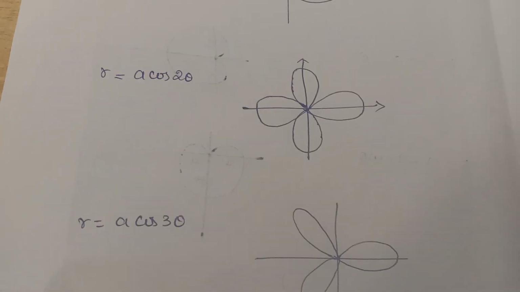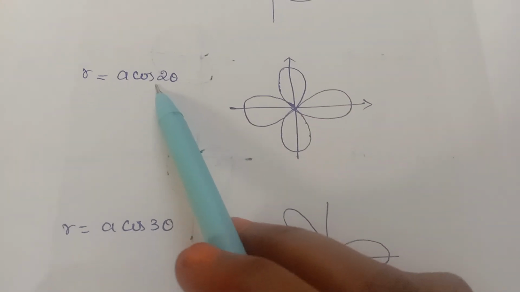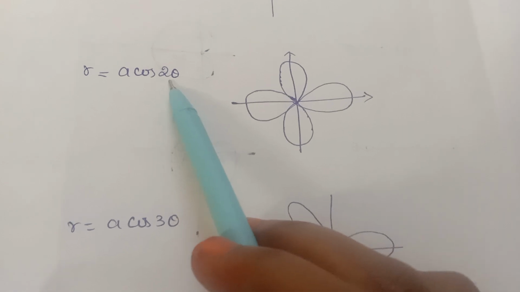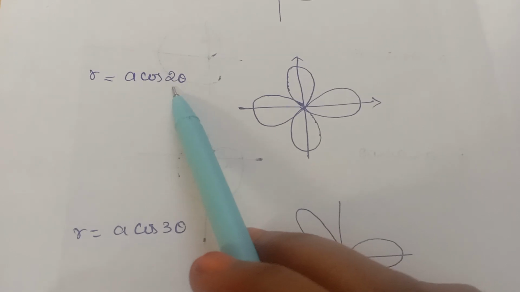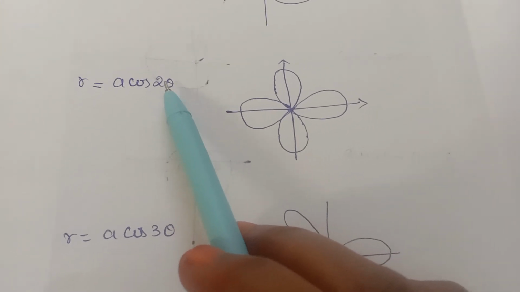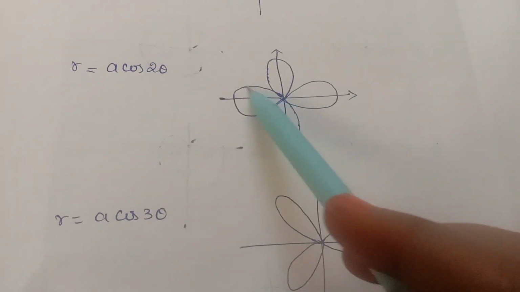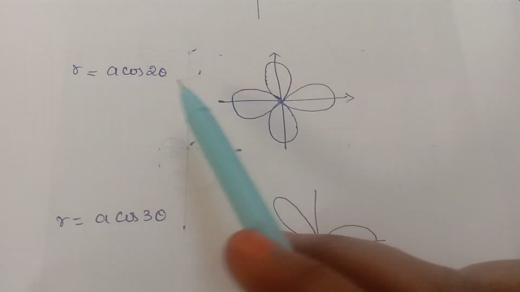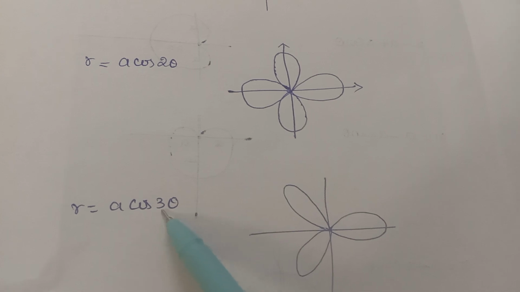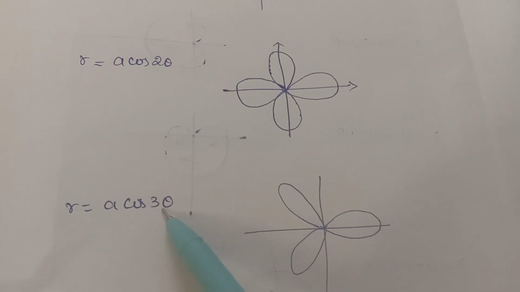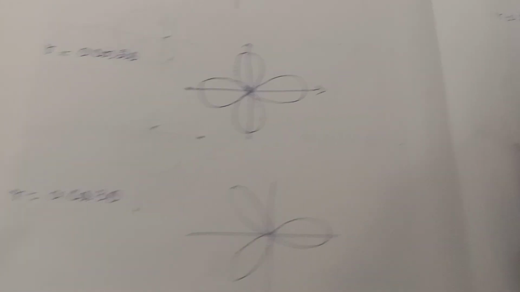And if you have r equal to a cos 2 theta or a cos 3 theta, here you have to look at the number. If the number is even, here it is 2, so 2 times 2 is 4. So 4 loops will come, and it is cos, so it will come like this. Here it is a cos 3 theta. If it is an odd number, only that number of loops will come. So 3 means only 3 loops will come. The loops will come like this.